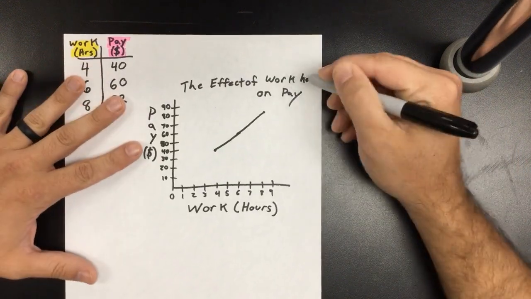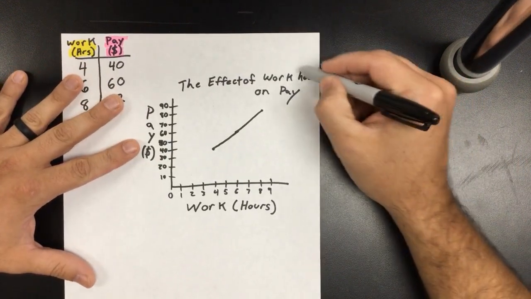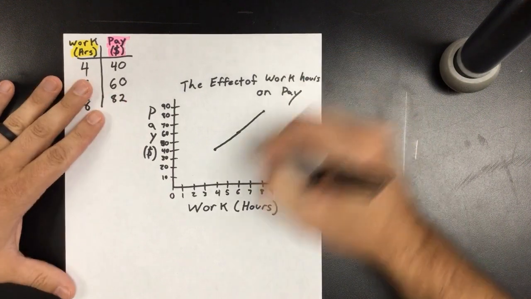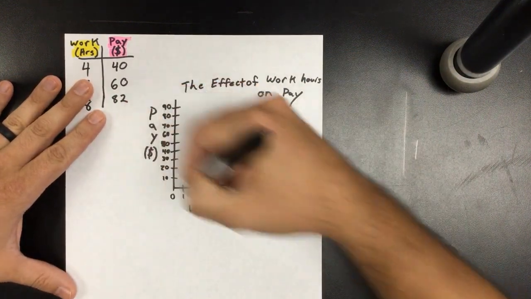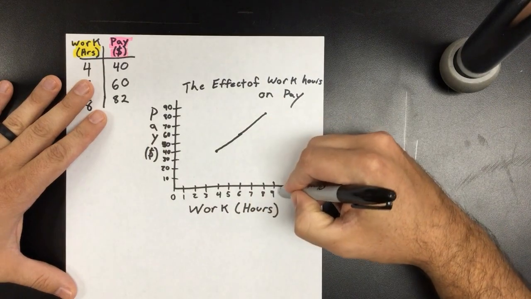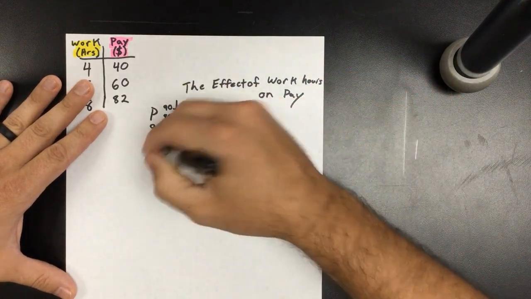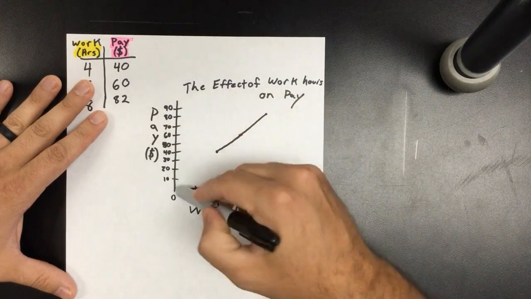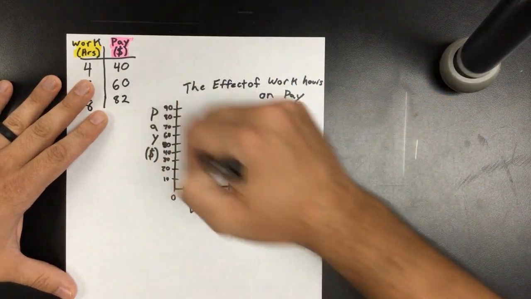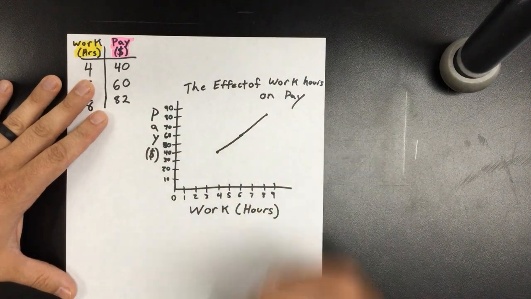Time to check and make sure you have all the parts of your graph. So you go title, title, label, label, units, units, numbers. So you go IV, DV, labels, units, and then make sure your numbers are evenly spaced. Title, title, label, label, units, units, numbers.